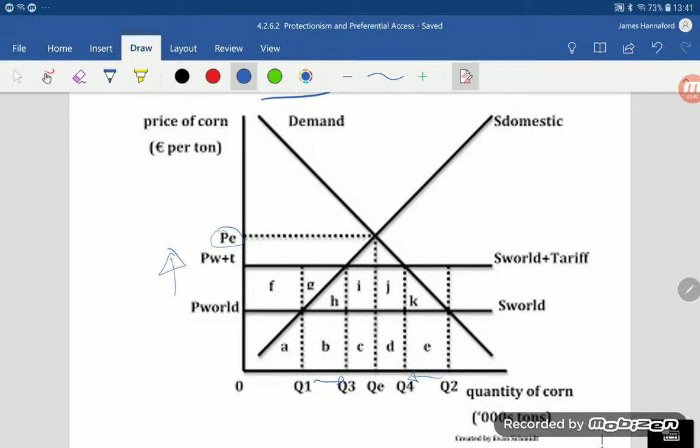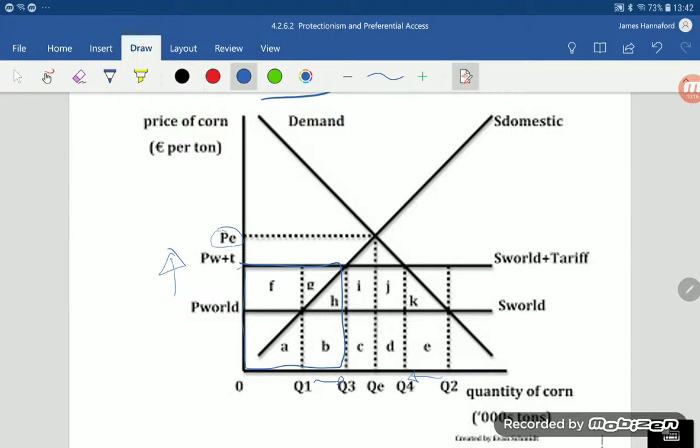So what happened then? Well, the domestic producer's revenue, i.e. the price times quantity, was originally just A. But once the tariff was introduced, they increased their quantity supplied and therefore the revenue of the domestic producer increased. It became ABFGH. So to reiterate, this area here.